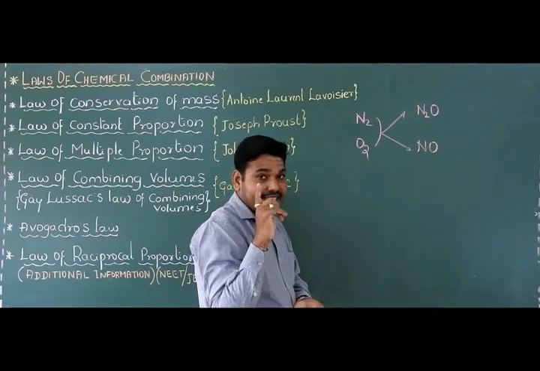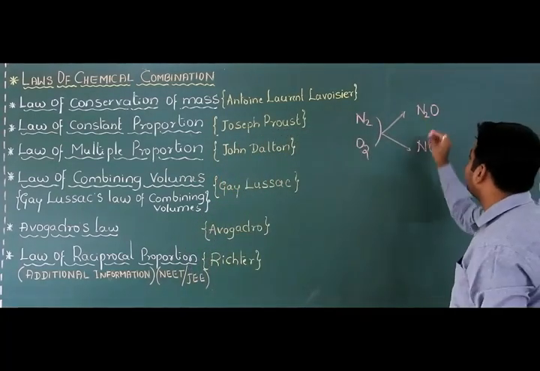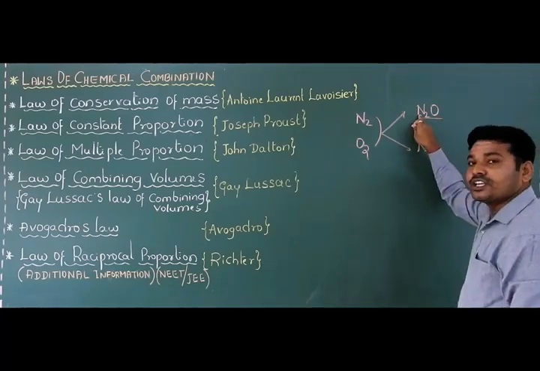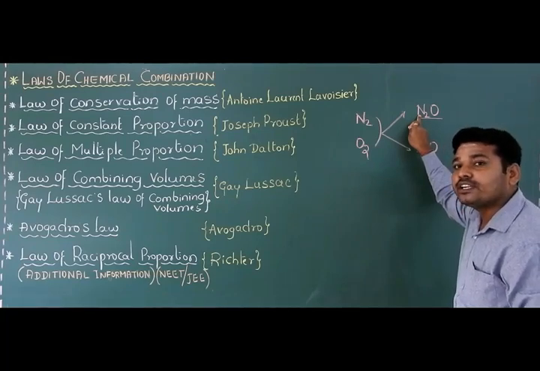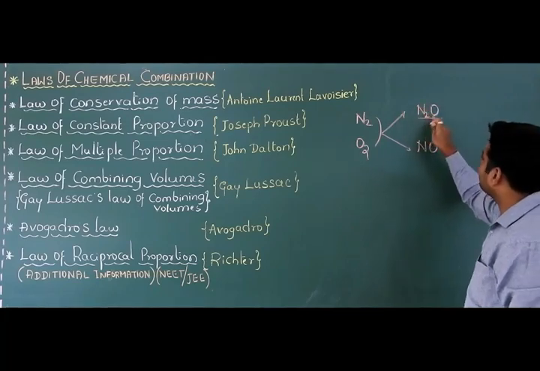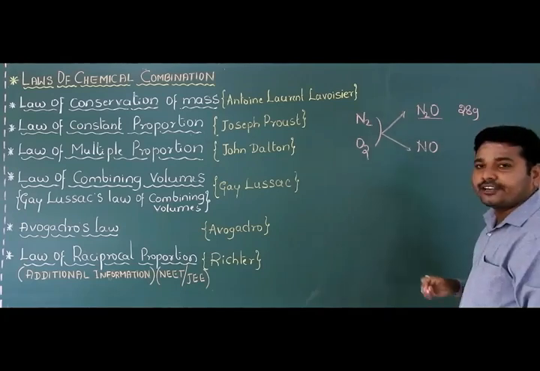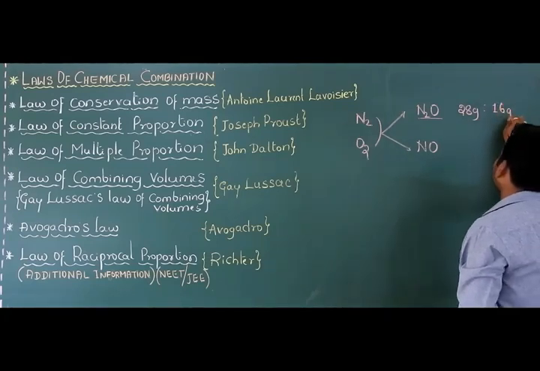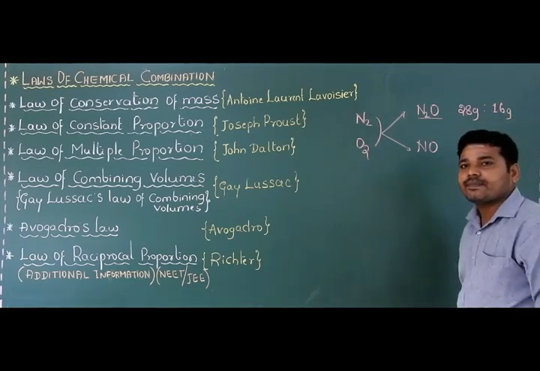Listen to the second sentence in this statement carefully. The mass of one element. Now in this nitrous oxide, nitrogen. What is the atomic mass of nitrogen? Yes, 14. How many nitrogen atoms here? 2. 14 into 2, 28. 28 gram of nitrogen combines with 16 gram of oxygen here. This is the whole number ratio, 28 is to 16.